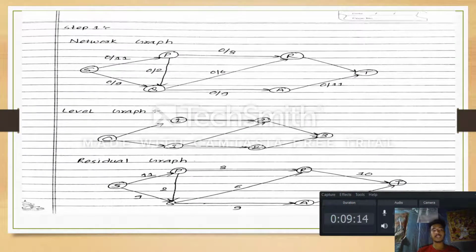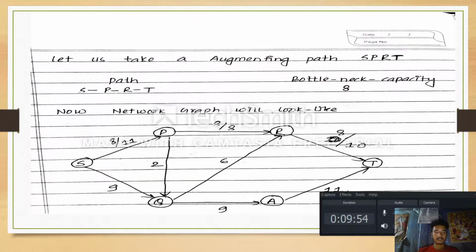Step 1, we have to make the network flow. So we have to start with 0, and the 0 means flow. So the 0 in the edge SP means 0 is the flow, and 11 is the capacity. The maximum amount of energy that can be transferred from S to P is 11, and currently it has a flow of 0.